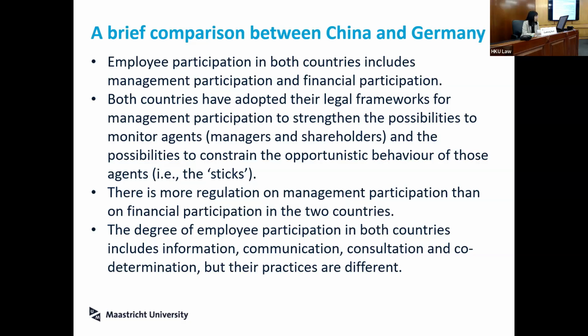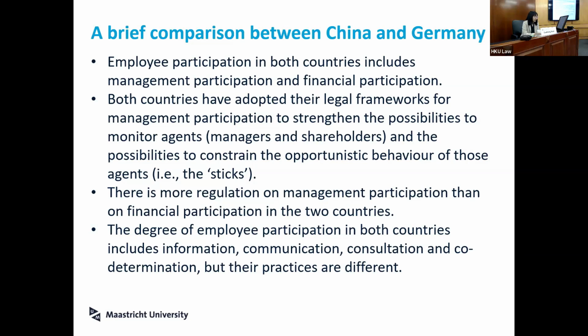And then both countries have adopted their legal frameworks for management participation to strengthen the possibilities to monitor agents and the possibilities to constrain the opportunistic behavior of those agents. So I argue that in both countries, in China and Germany, they both use the carrots and sticks methods to regulate employee participation.